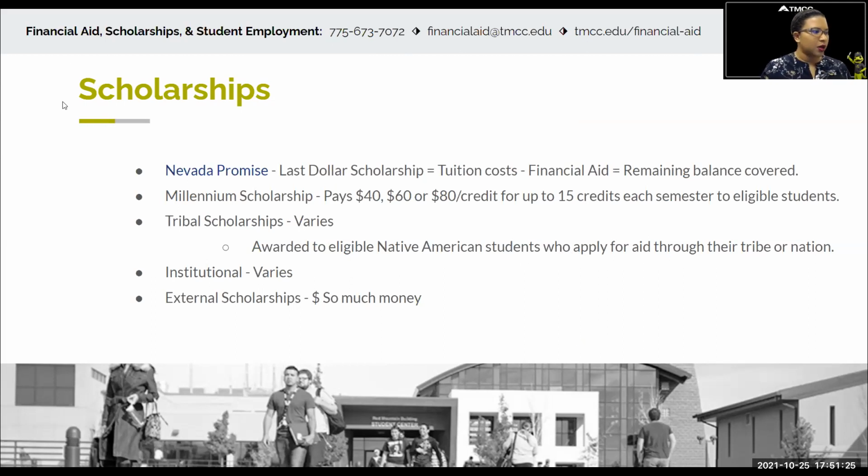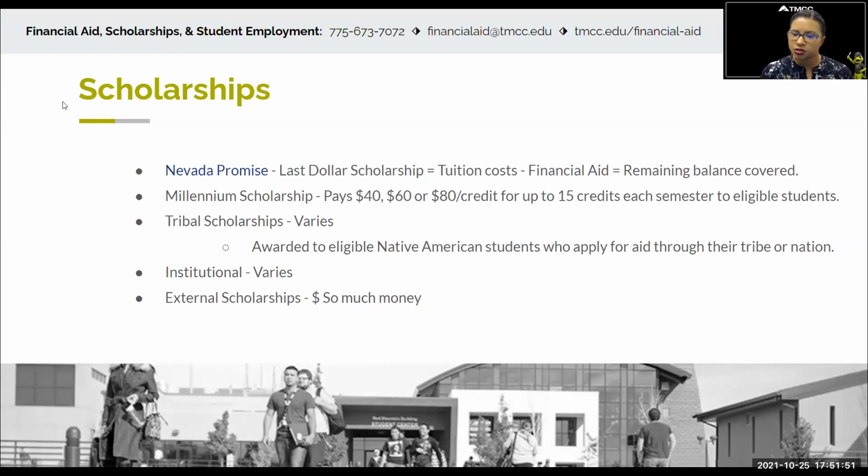All right, so now we're going to hop into scholarships. The Nevada Promise Scholarship is available at all Nevada System of Higher Education community colleges. It's a last dollar scholarship. Each school that accepts it has a web page for it, and you would apply for the scholarship online.